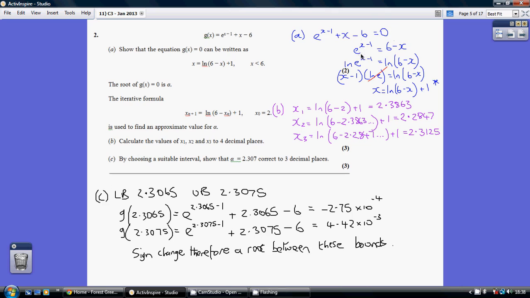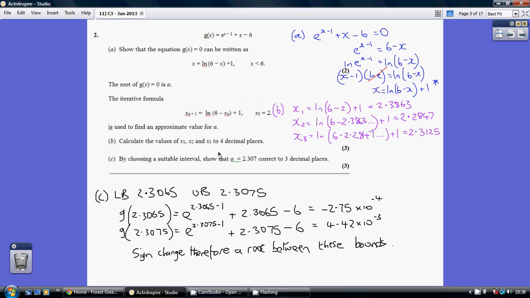Now, if we ln both sides, we get ln e to the x minus 1 equals ln 6 minus x. And so using the power rule, x minus 1 coming to the front, x minus 1 ln e equals ln 6 minus x still. Remember, ln e is just 1. So we've got x minus 1 equals ln 6 minus x. Then add 1 to both sides, x equals ln 6 minus x plus 1 as required.